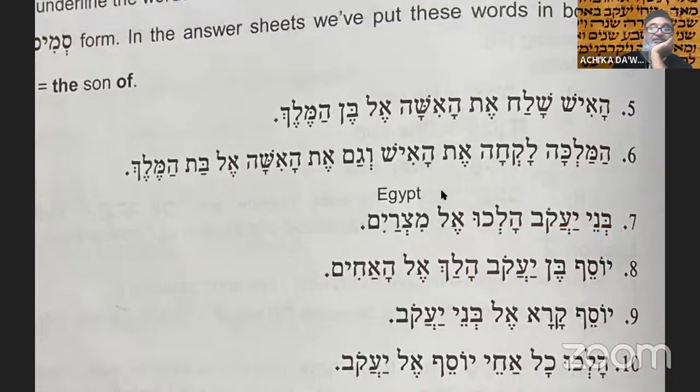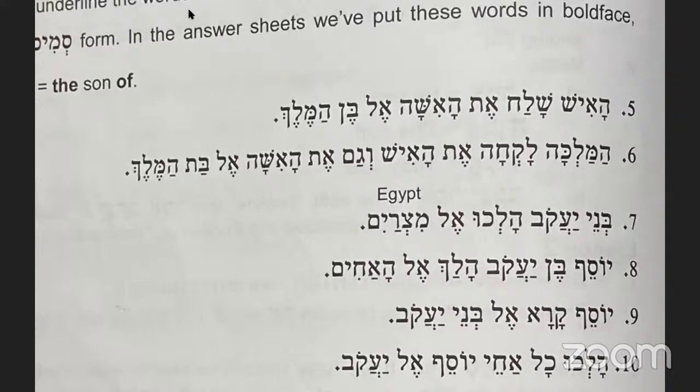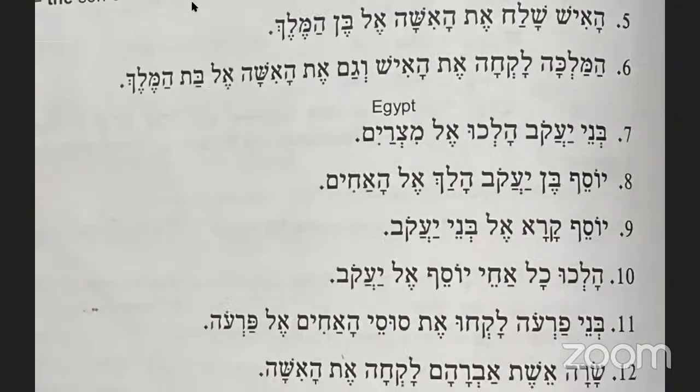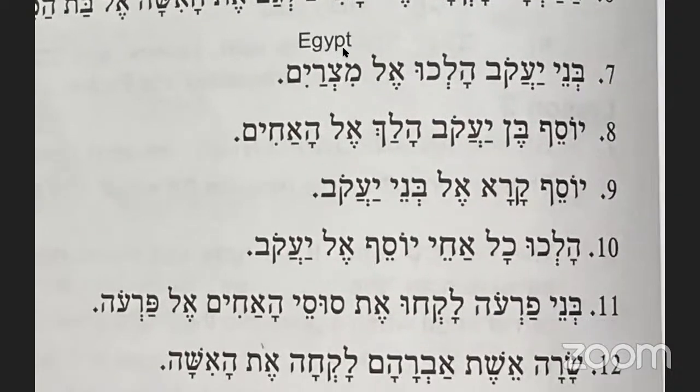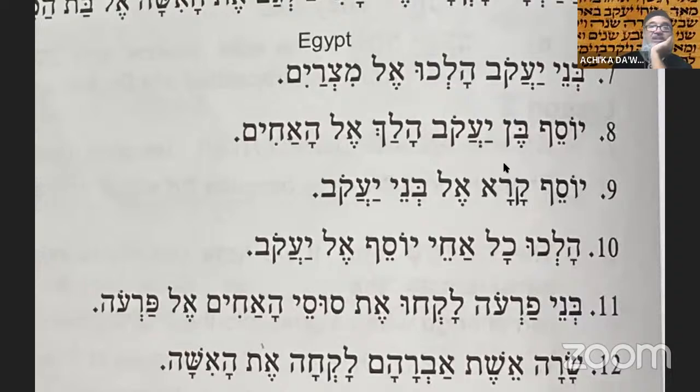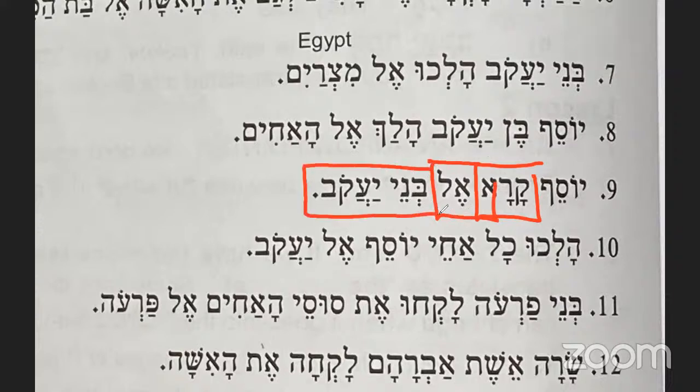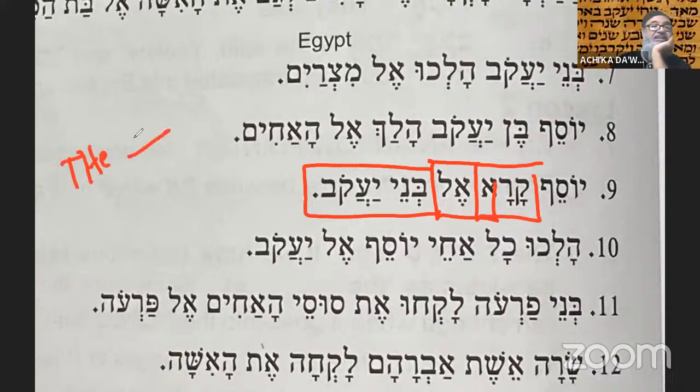Number 9. Who's that? Yosef. Okay, what did he do? Kara. And you do your vocabulary. Kara means he called, like our word Wayikra. Yosef, he called to what? The sons of Yaakov. The sons, because remember, the sons of Yaakov.